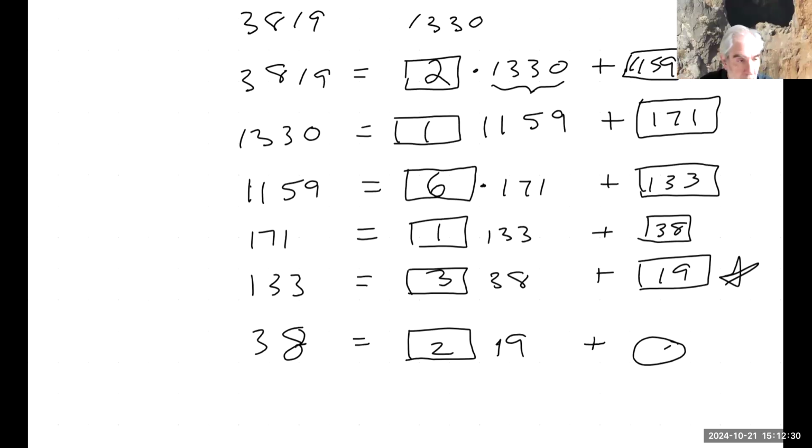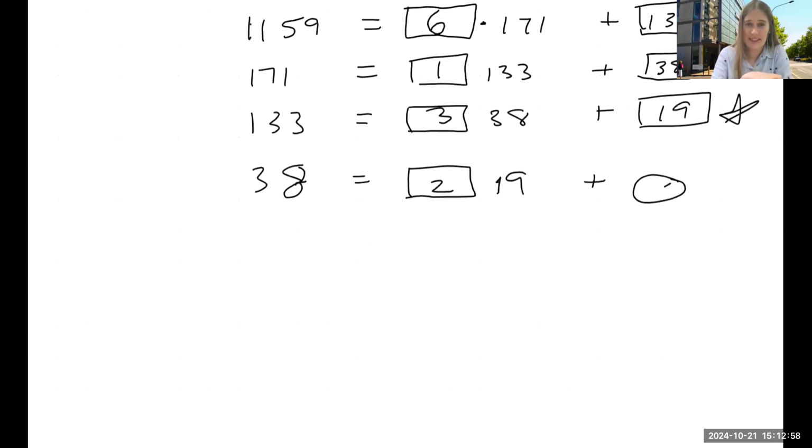Do you agree that 19 divides 38? I agree. So since 19 divides 38, do you agree that 19 divides 133? Yes, because there's an extra 19 there. So since 19 divides 38 and 133, do you agree that 19 divides 171? It divides 100, because it's got a 38. Yes, I agree.